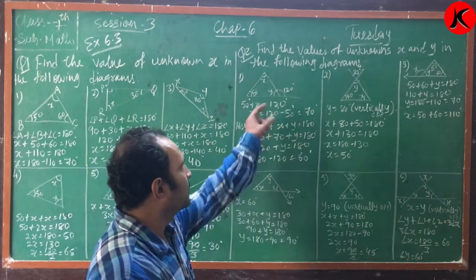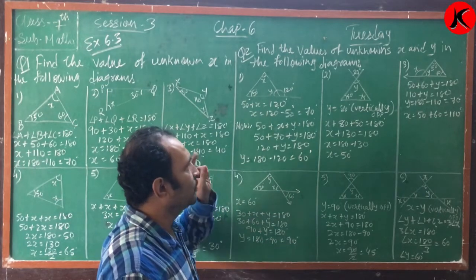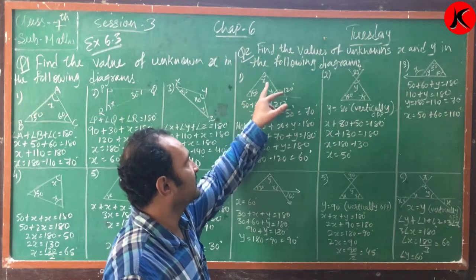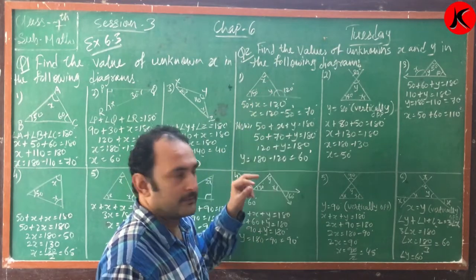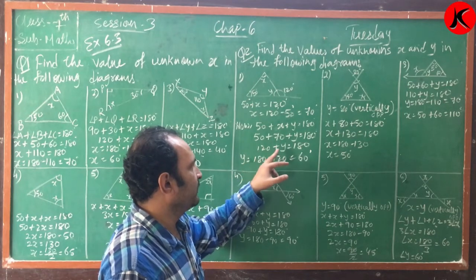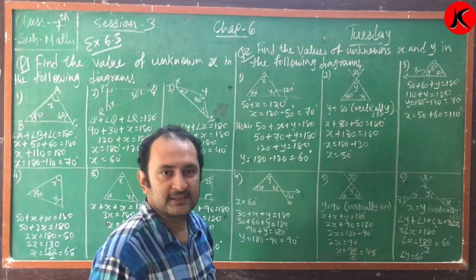Now I need to find y. There are two methods to find y, son. Either I add all three angles: 50 plus x plus y. 50 plus 70 is 120, plus y is 180. Shifting it, 180 minus 120 is 60.